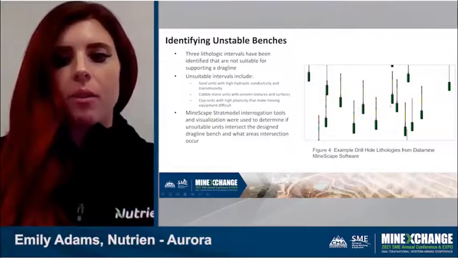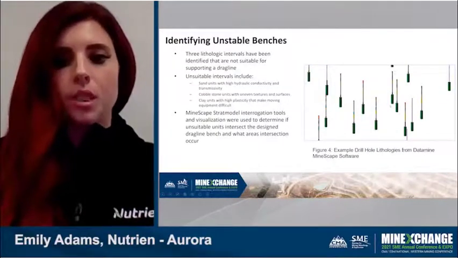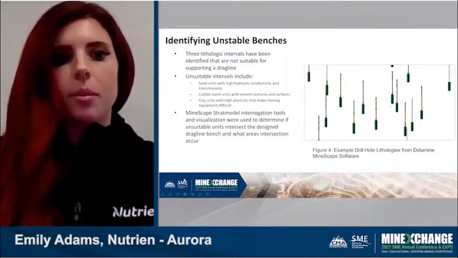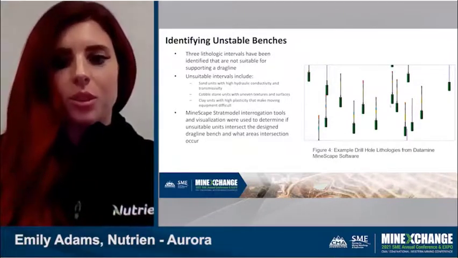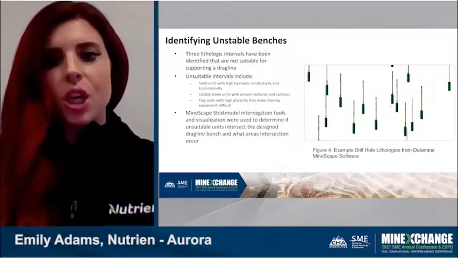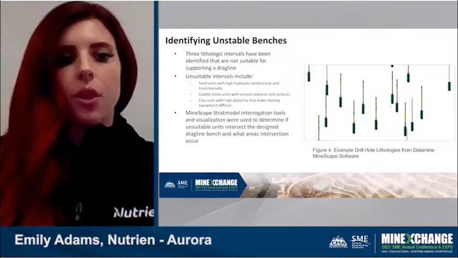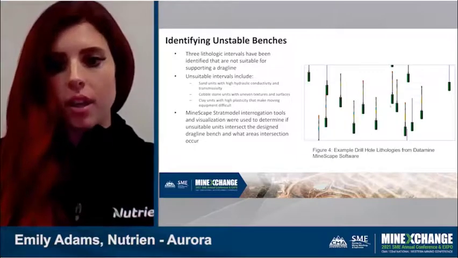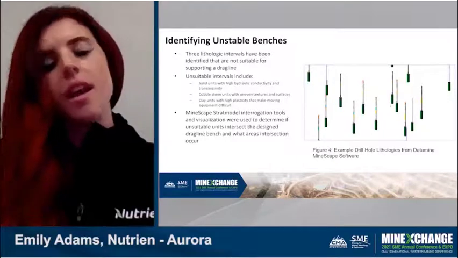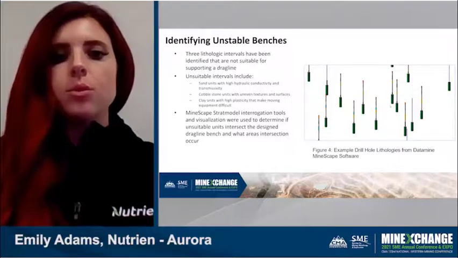All right, so now that we have a brief overview of what we are and who we are in our geology, I'm going to dive a little bit more into how we identify the unstable bench material in order to make plans for the draglines. So on the site, we've identified 3 lithologic intervals that are not suitable for supporting the weight of a dragline. These have been identified because they're either sand with high hydraulic conductivity and transmissivity. A lot of water would come out of these zones.